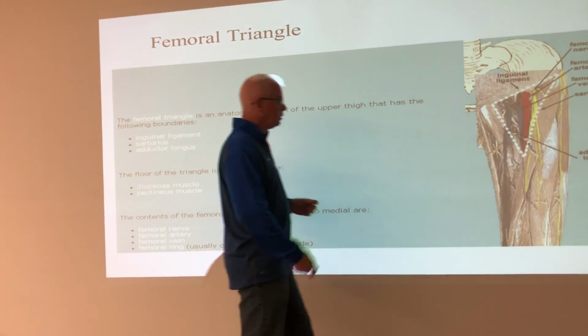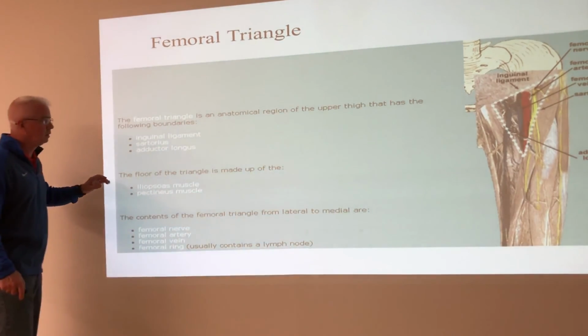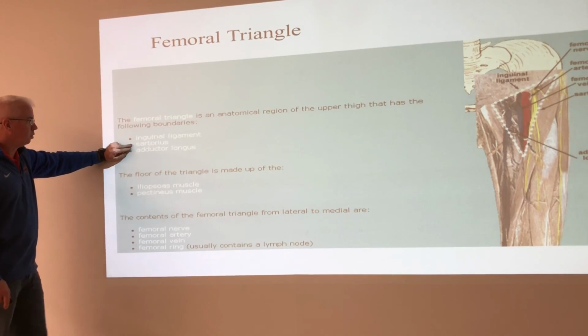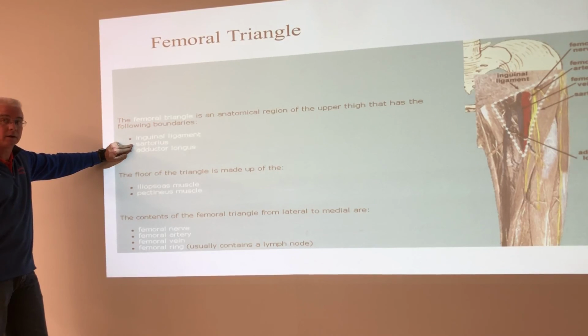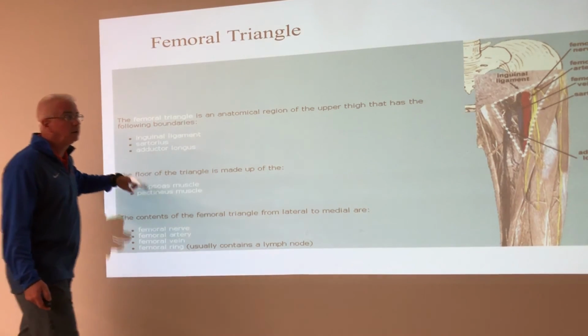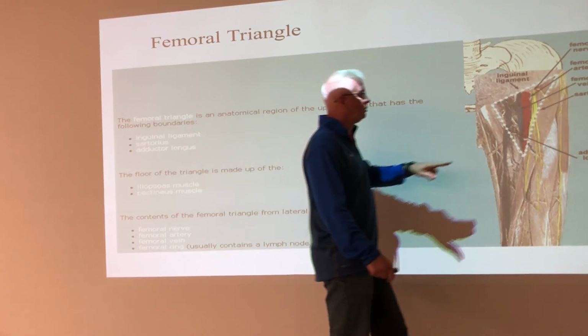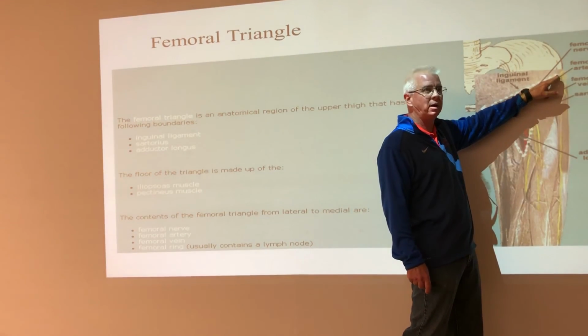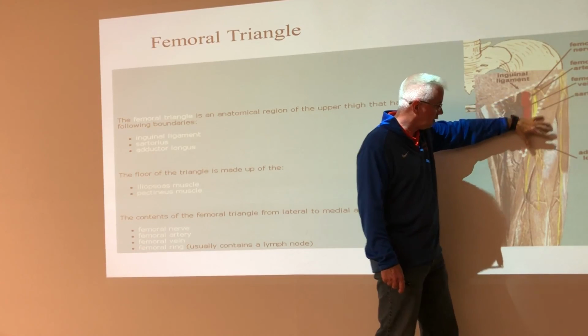Now, to the lateral side of the femoral triangle is the sartorius. This is the longest muscle in your body, the sartorius. And I have another picture of it coming. The sartorius also attaches to the anterior superior iliac spine. And it comes across the front of the leg.